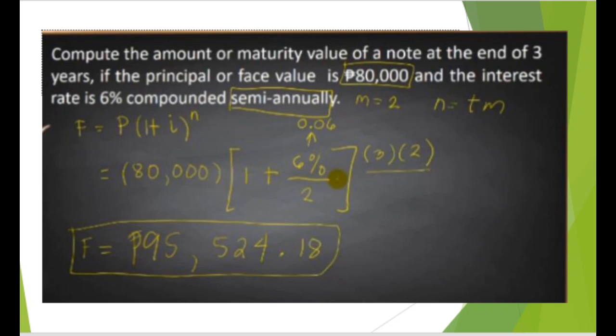Note that before using your calculator, you need to choose whether you will use 6% by pressing the percent symbol on your calculator or transforming 6% into 0.06, and this is an exponent, so you need to explore the exponent function of your calculator. Using your calculator, you will get the value of 95,524.810 pesos. This is now the maturity value of the banknote after 3 years compounded semi-annually.